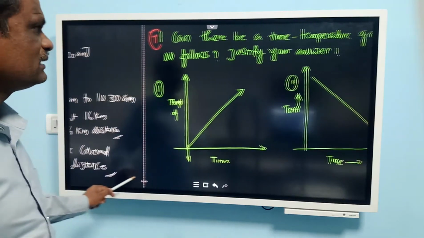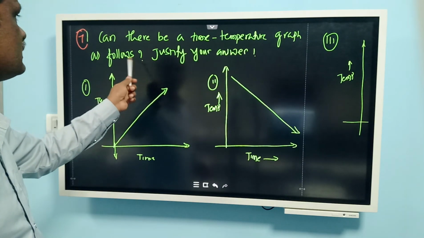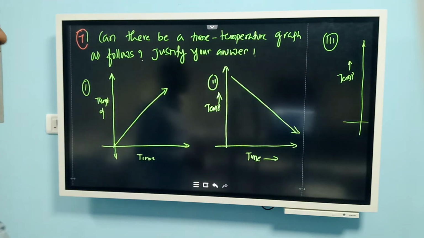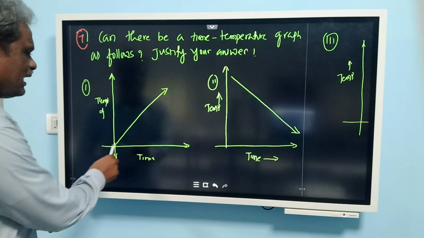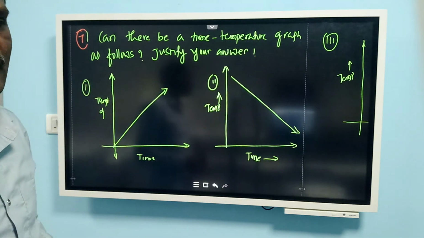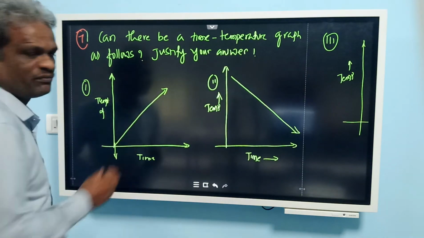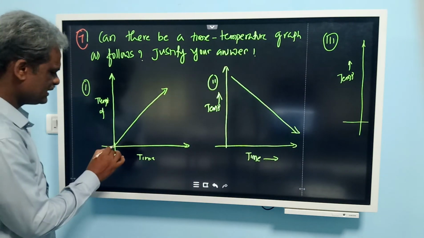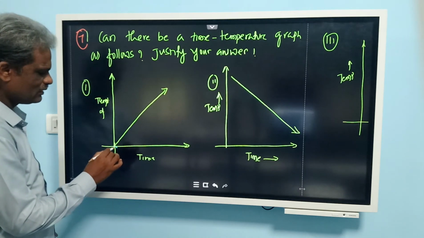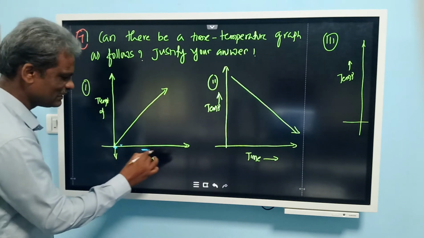The last question of this exercise: can there be a time temperature graph as follows? Justify your answer. Time and temperature graph. As the time is increasing, whether the temperature is increasing, decreasing or remains same, that you have to mention here. Now look at this graph, you observe this graph. Suppose here time, maybe 0, 1, 2, 3, 4 like that, time is increasing here.